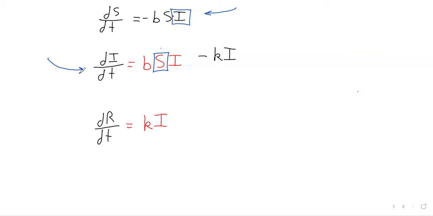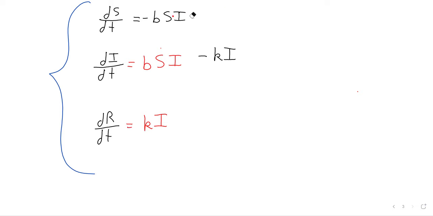It's circular. So we can't just look at S, because to understand S, we need to look at I. We can't just look at I, because to understand I, we have to look at S. If we're going to study the SIR model, we can't think of it as three different differential equations. We have to think of it as a single group where we study all of the equations simultaneously. And that's the idea of a system of differential equations.